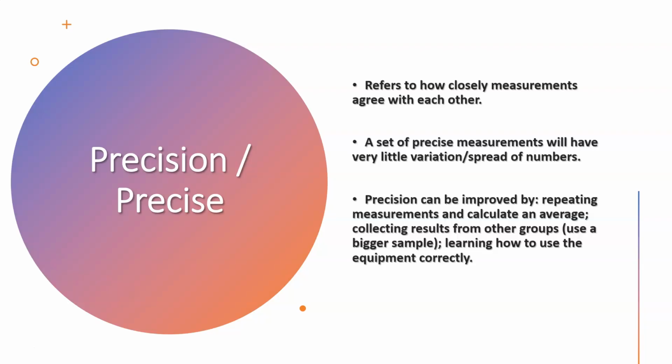So obviously, we can have precise values that are inaccurate. Okay, so you could have a set of precise values that are all very similar, but they're a long way off of the true value. Okay, so that's how accuracy and precision are different.